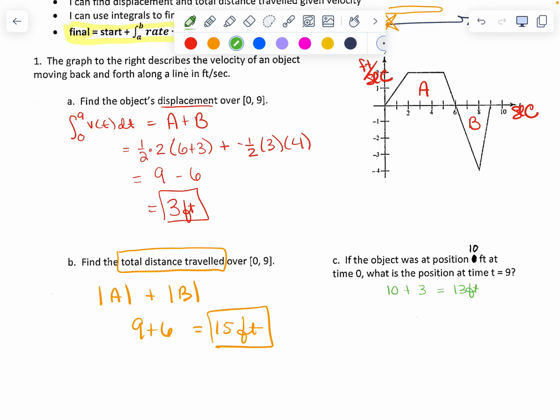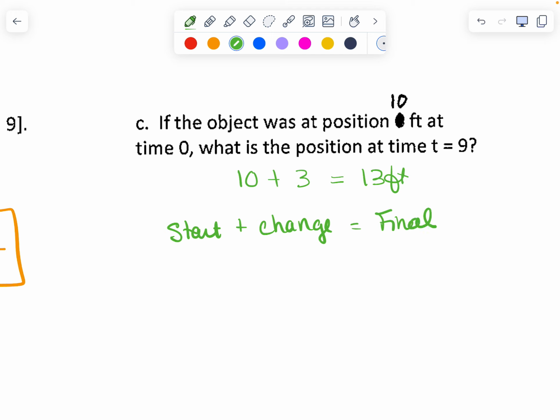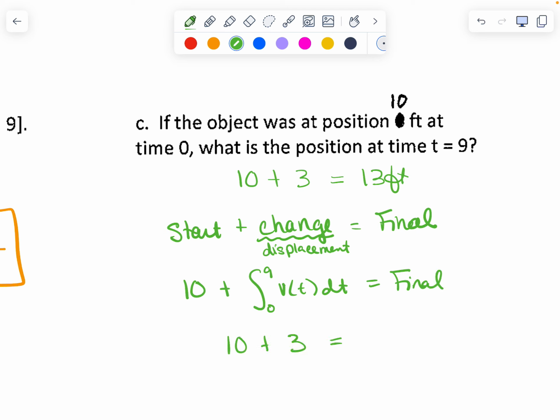This is our logical understanding how the world works. Let me show you some math that might help for when it's not logical. So the starting value plus the amount of change equals your final position. Are you guys okay with that? The accumulation of change is the same as our displacement, which is the same as our integral. So 10 plus the integral from 0 to 9 of v of t dt is how we found our final position. And I already knew from up above that was 10 plus 3, and that's why I got 13.